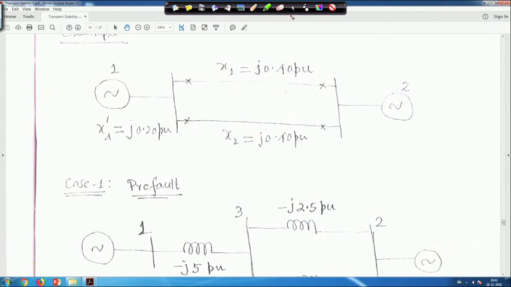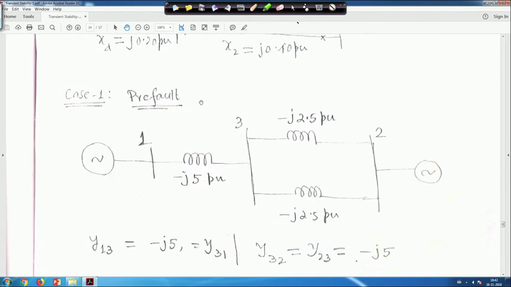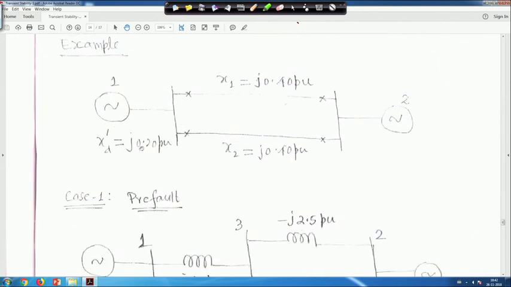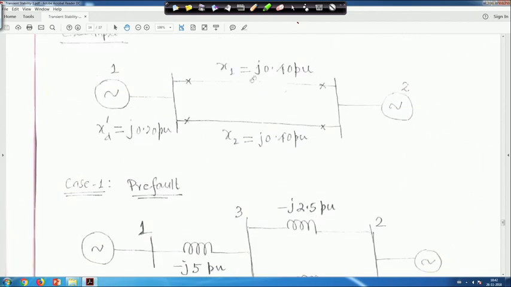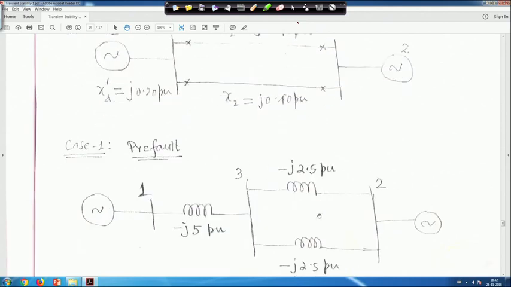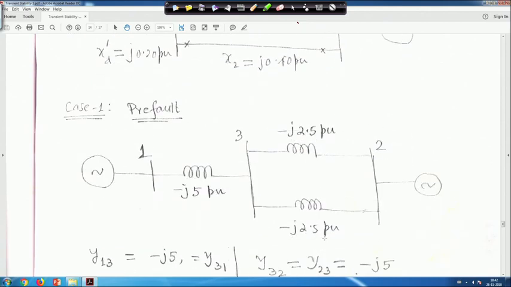Now, when we represent this, xd dash is given as j0.20 per unit, right. Now, when we make it in terms of admittances, it will be 1 upon xd dash, so it will be minus j5 per unit, right. Similarly, if you put in admittance, it will be 1 upon j0.4, so it will be minus j2.5 per unit, everything is per unit, and this one also minus j2.5 per unit, right.